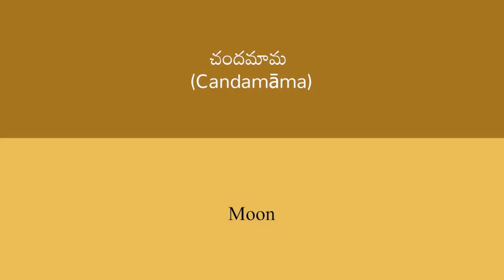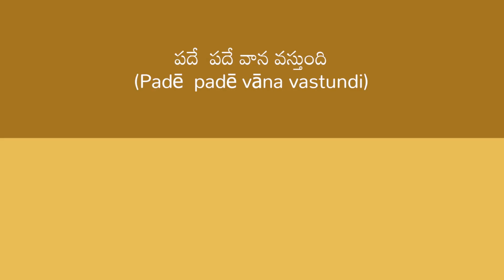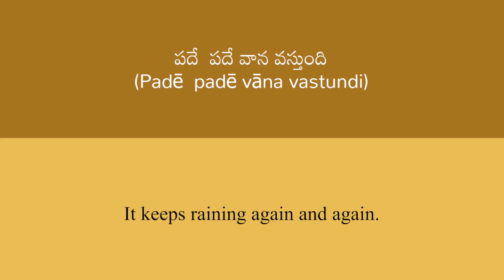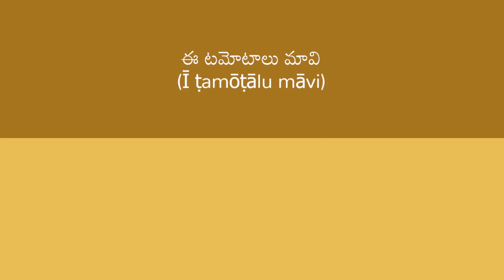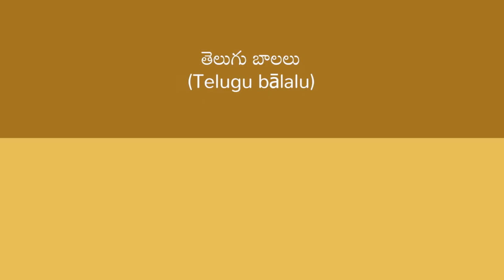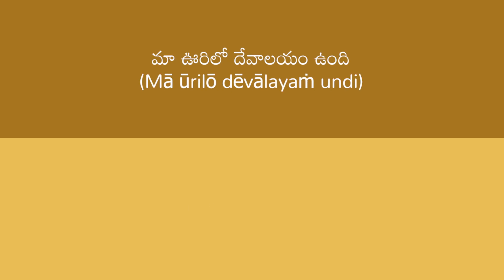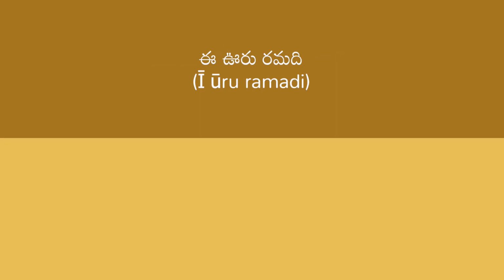చందమామ which means moon. పదే పదే వాన వస్తుంది. It keeps raining again and again. ఈ టమోటాలు మావి. It conveys these tomatoes are ours. తెలుగు బాలలు which means Telugu children. మా ఊరిలో దేవాలయం ఉంది. There is a temple in our village. ఈ ఊరు రమది. This village belongs to Rama.